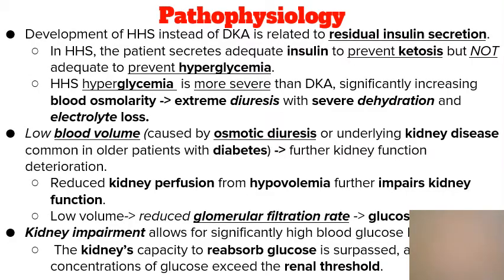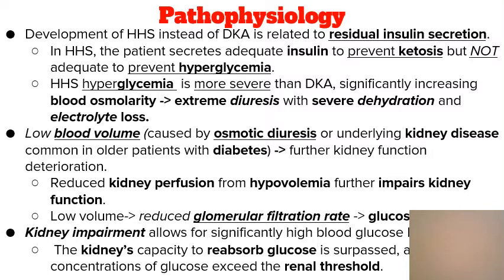So the development of HHS instead of DKA is related to residual insulin secretion, where in HHS the patient secretes enough insulin to prevent ketosis, but not enough to prevent hyperglycemia. In HHS, the hyperglycemia is more severe with an increasing blood osmolarity that leads to extreme diuresis with severe dehydration and electrolyte loss. Low blood volume, which is caused by osmotic diuresis or underlying kidney disease, can lead to further kidney function deterioration. And the reduced kidney perfusion from the hypovolemia further impairs kidney function.